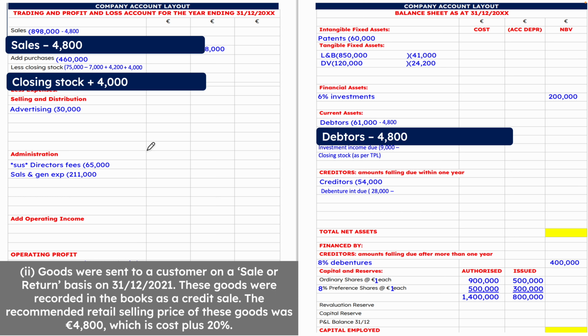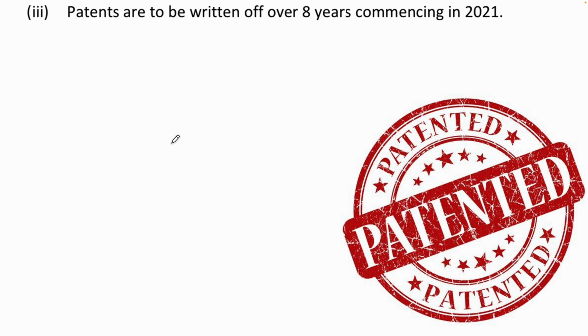Patents are to be written off over 8 years commencing in 2021. Okay, so patents are our intangible fixed asset. Okay, so our intangible fixed asset, we have them for a specific amount of time.